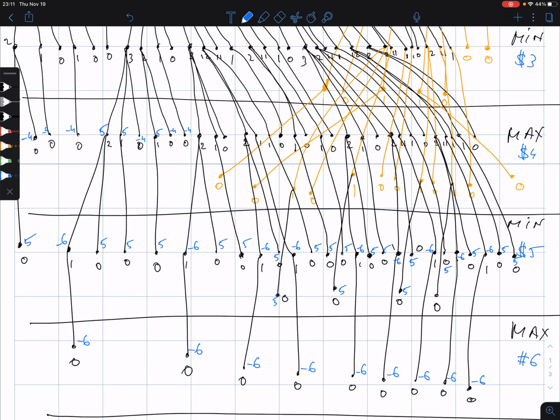This 2, we have to take the maximum of -6 and 5. That is good news. That is 5. This inherits the 5 from its parent. This is a losing position. This 2, again, maximum of -6 and 5, so this gets 5. This one inherits. What does this one do?